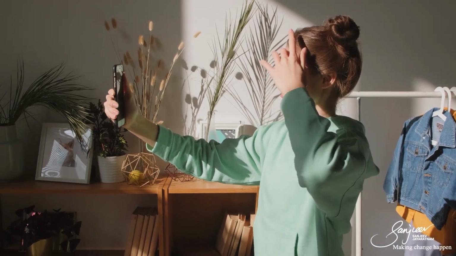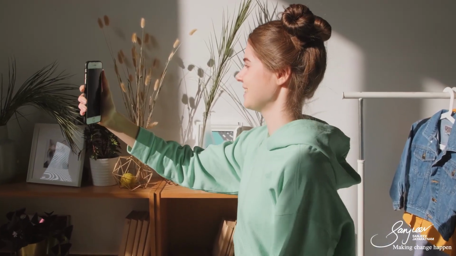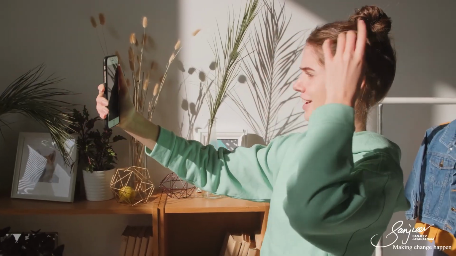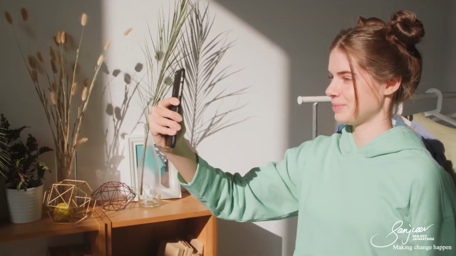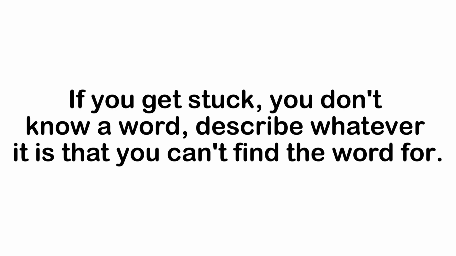So what did I do for lunch today? So I had some chicken with some dal and some beans. And I took a small break from work at that time. I took a break from work, a short one for about 30 minutes. And I watched a movie while having lunch. Simple, describe what you did. And like we said, if you get stuck, you don't know a word, just describe whatever it is that you can't find the word for.